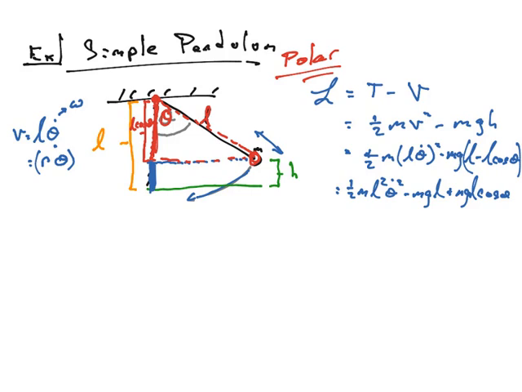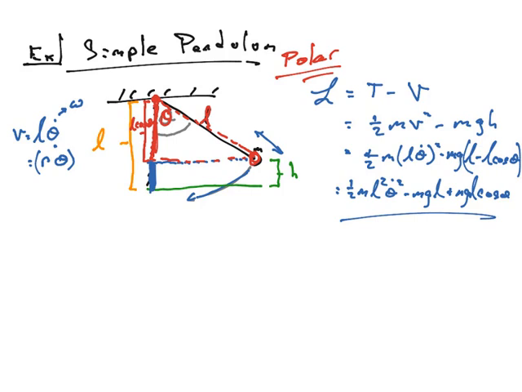Potential energy is mgh. But I need to write my h in terms of polar coordinates. So what was h? h was the distance above the lowest point it gets to, because I'm going to count the lowest point as the zero potential energy site. So everything above that, in terms of theta, will be mgL minus mgL cosine theta. So I write it out. That's my Lagrangian. There it is right there.